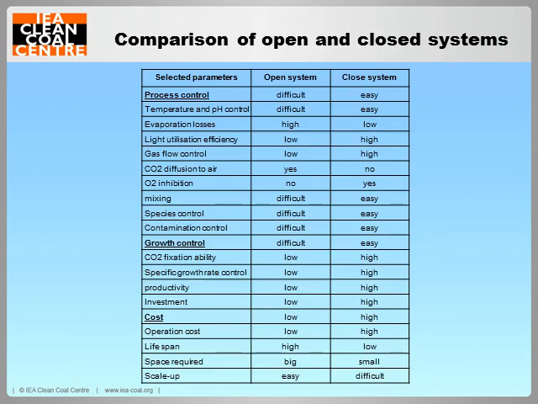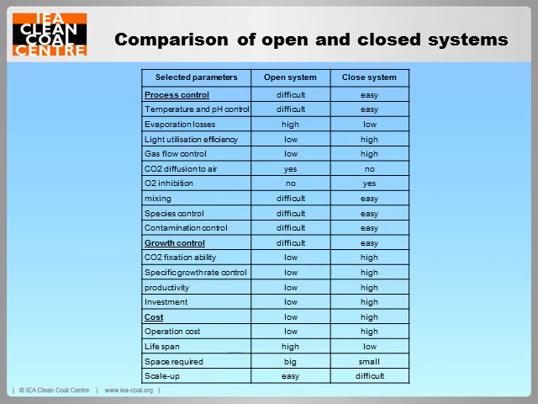The advantages and the disadvantages of the two systems are compared in this table. The biggest advantage of open ponds is their simplicity, which leads to low production and operating costs. However, this system is easy to get contaminated and difficult to control the temperature and the light.